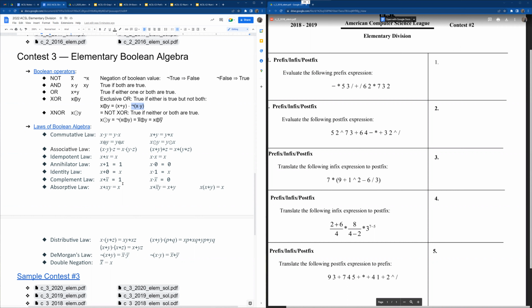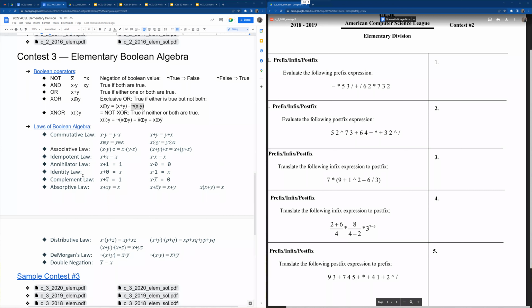Associative means that if you have a series of the same operator, the grouping can change and the result does not change. And the idempotent law means that if you have X or X, that is equal to X. X and X is also X.